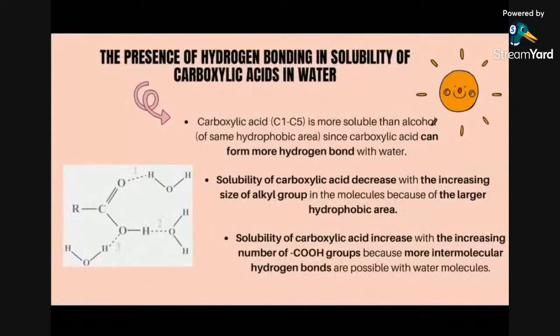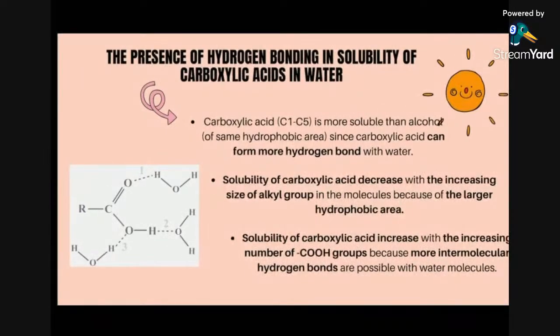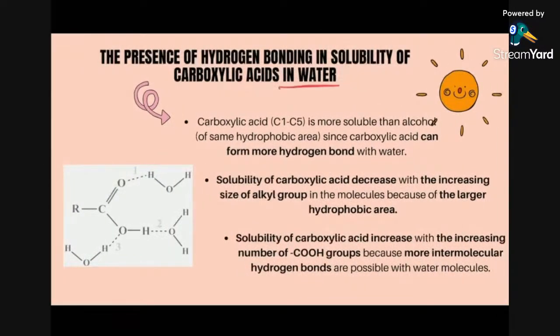The presence of hydrogen bonding in solubility of carboxylic acid in water. Carboxylic acid C1 until C5 is more soluble than alcohol of same hydrophobic area, since carboxylic acid can form more hydrogen bond with water. Solubility of carboxylic acid decrease with the increasing size of alkyl group in the molecule because of larger hydrophobic area. So as we know, carboxylic acid ni dia macam ni.